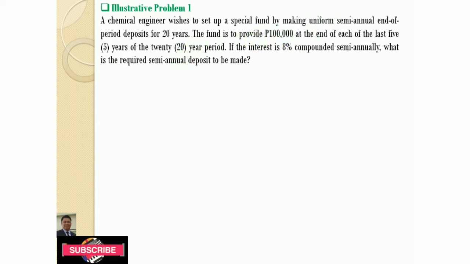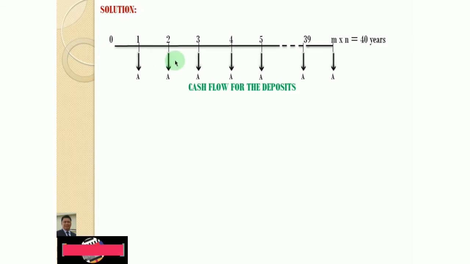We have now this simple cash flow diagram for the deposits. Okay, so we have here from year 0 until actually it is the 20-year period, but due to the compoundings which is semi-annual, we just have this m times n, and m is just 2, and our n is 20 years, so this is equal now to 40 periods for this cash flow for deposits.